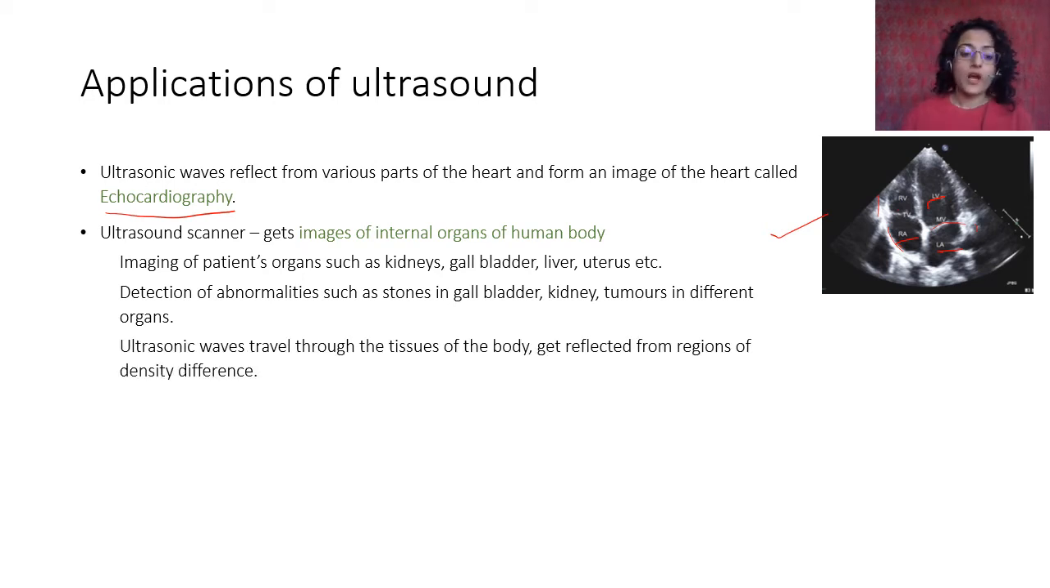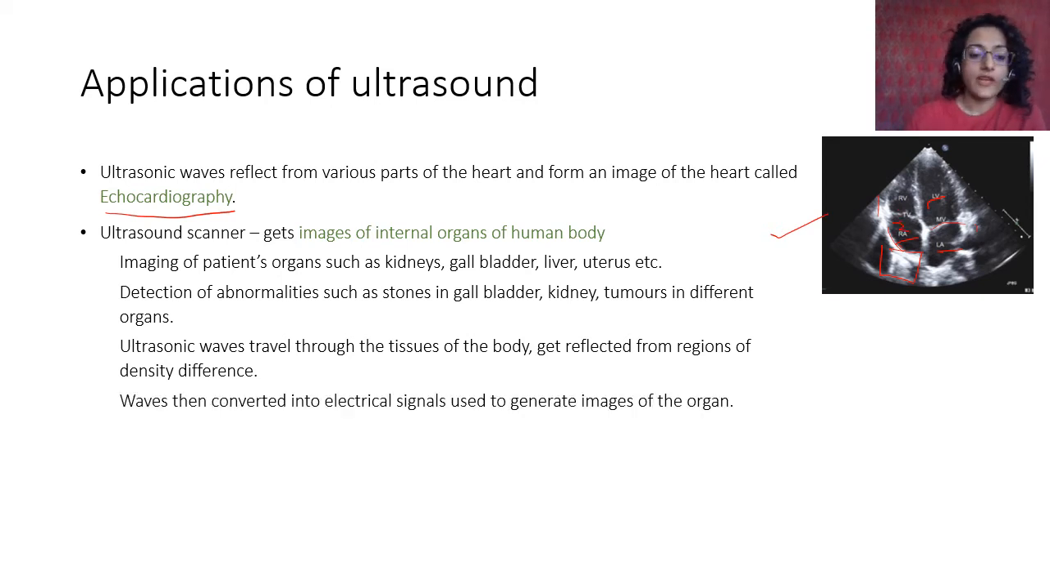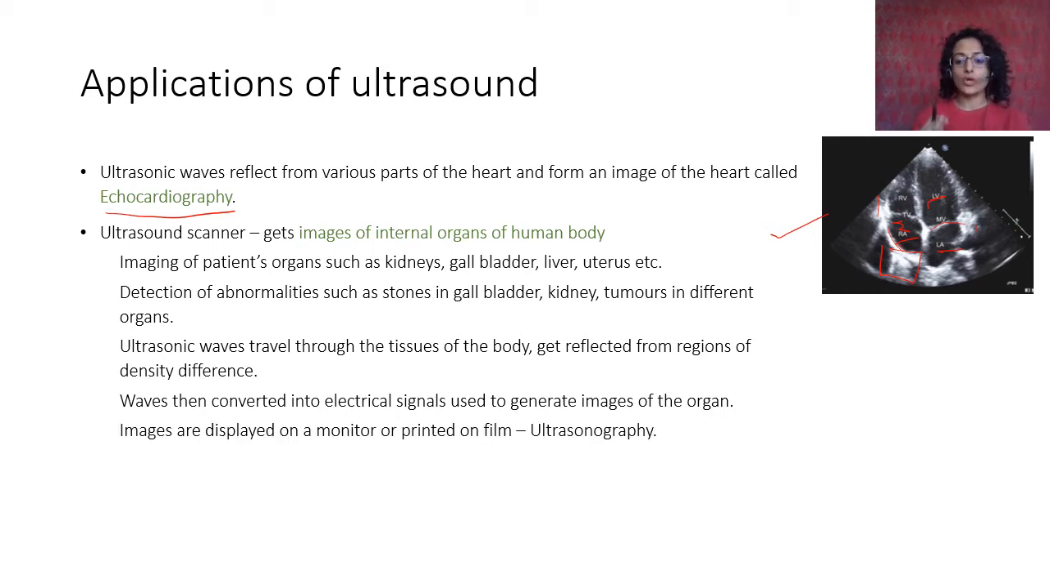Okay, ultrasonic waves travel through tissues of the body. They get reflected from regions of density difference. You can see that they get reflected from regions of density difference. यहाँ पे it is higher density, therefore it gets reflected more. Right? Lower density hoga, it passes through it. Therefore, you get a darker area here. Waves are then converted into electrical signals that are used to generate images of the organ. Right? You can see them on the monitor, or they can be printed on film, and this is called ultrasonography.